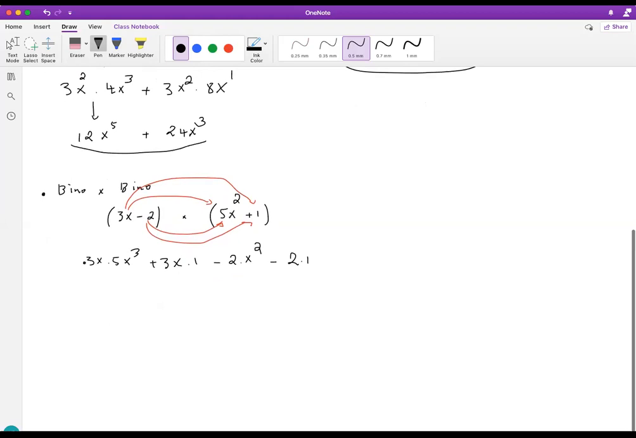Okay. Now we wrote all the multiplications as we expected. We have 4 of them: 1, 2, 3, 4. Why? Because we had 2 terms times 2. 2 times 2 is 4, so we expected 4 multiplications.